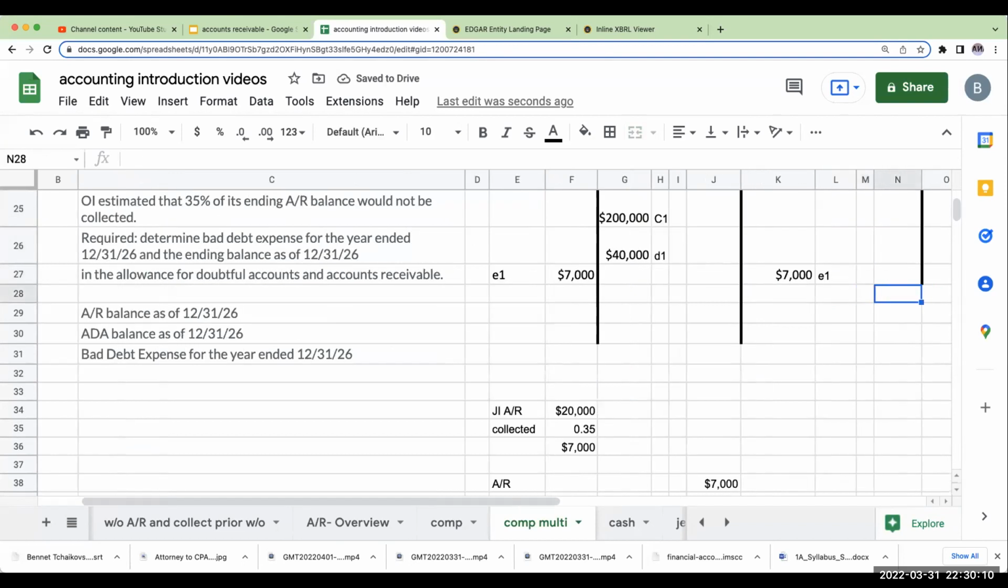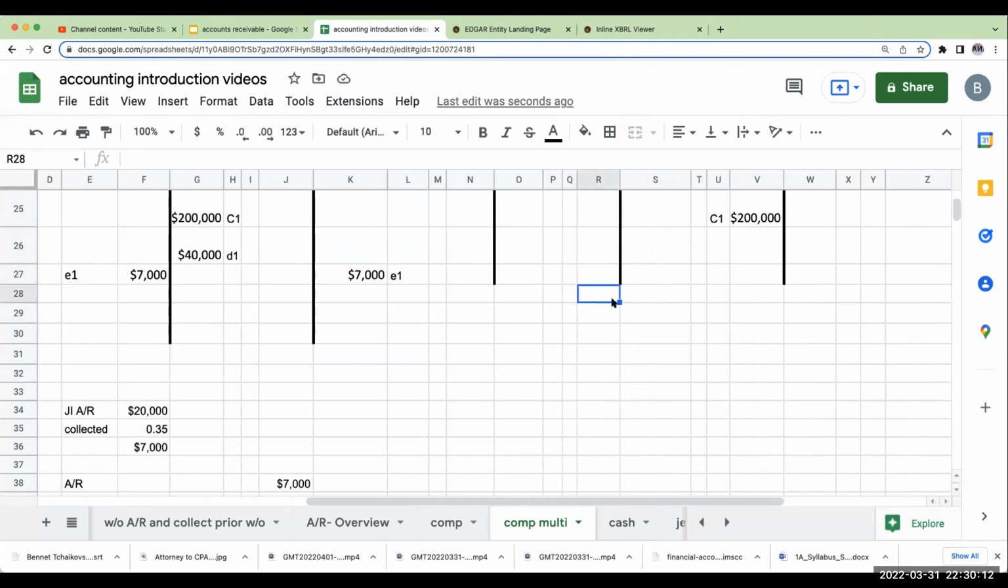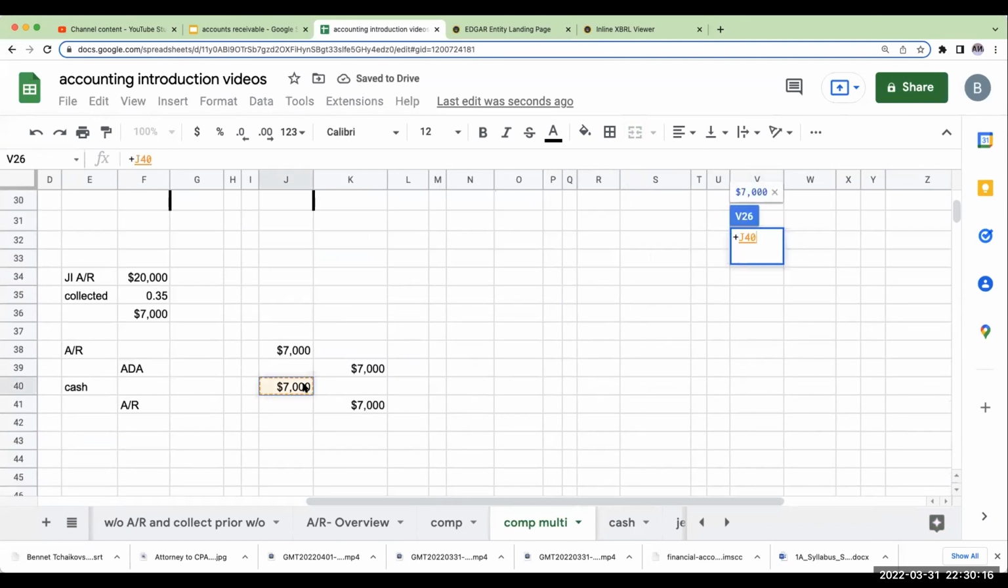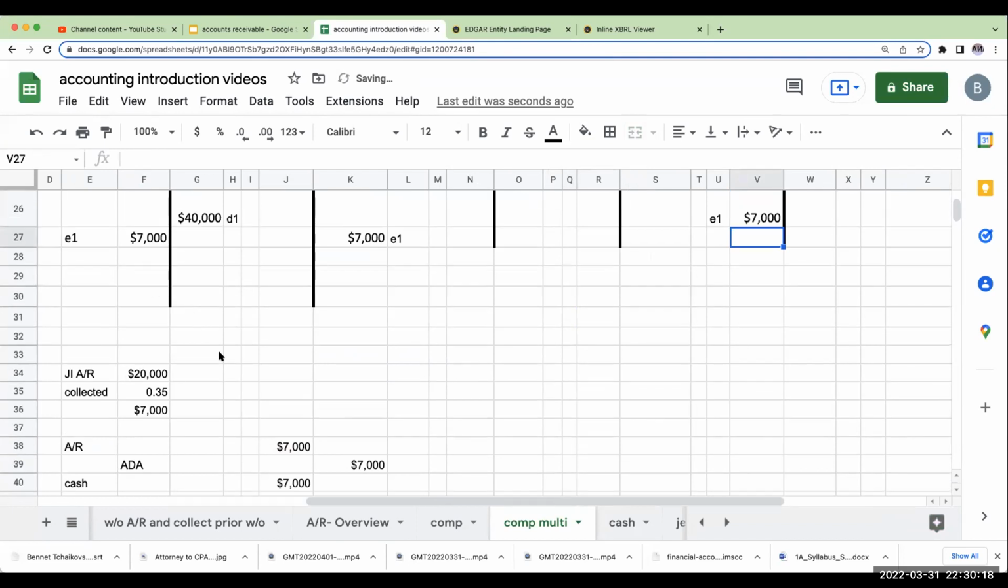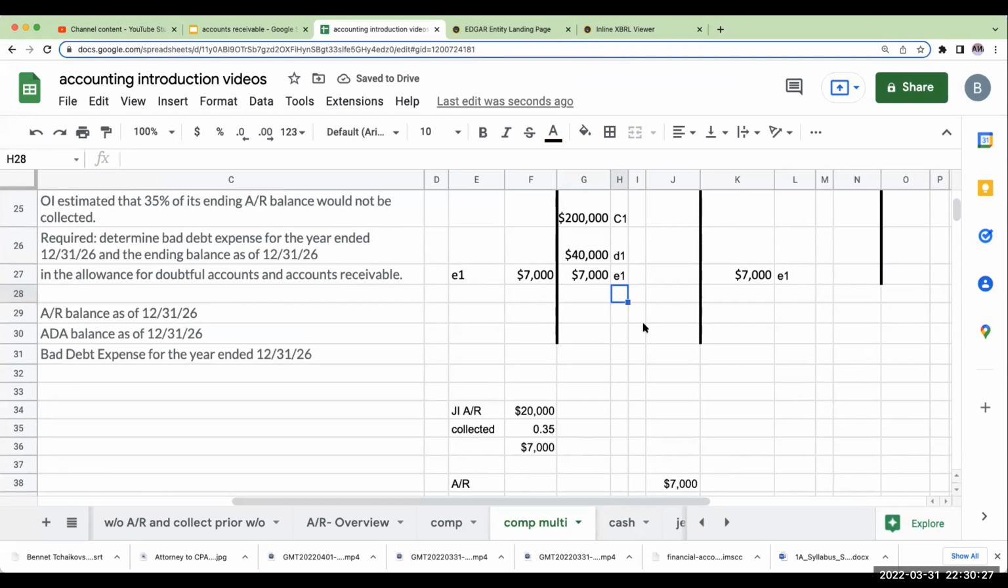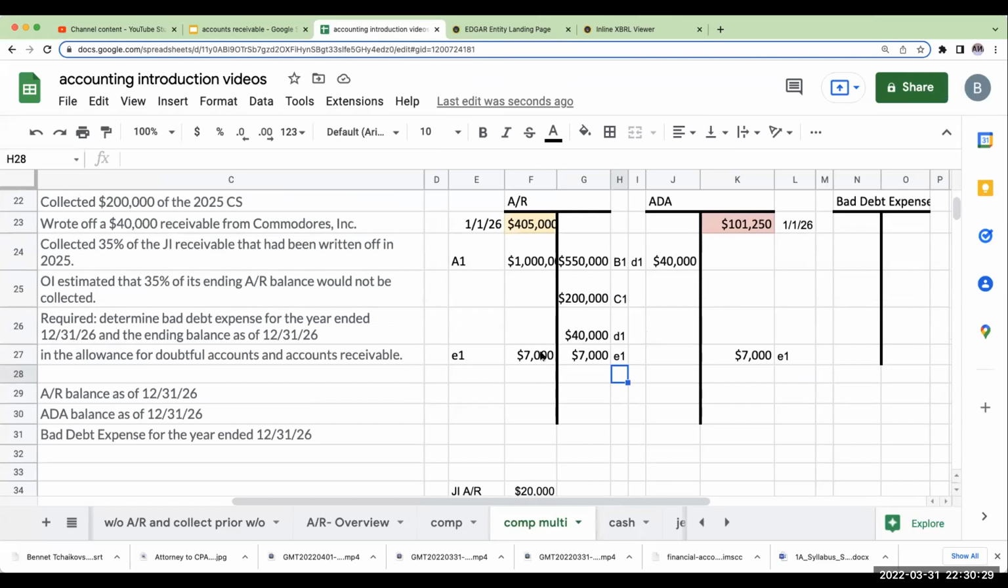Now I'm going to show the cash being collected. So over here, I'm going to go E1, I'm going to debit cash for $7,000, and then I'm going to credit accounts receivable for $7,000. I will tell you right now, I see students make this mistake all of the time. Make sure you go through and do it on both sides, right? When you're going through and doing this, very important to do.